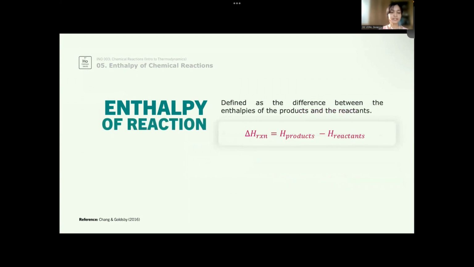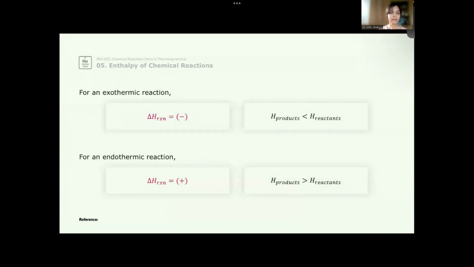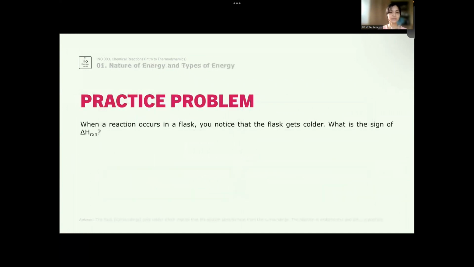The enthalpy of reaction is the difference between the final and initial states of the system. In other words, it is the difference in enthalpy of the products and the reactants. As you may have read earlier, changes in enthalpy manifest as changes in temperature. Heat is transferred from the system to the surroundings in an exothermic reaction, thus enthalpy is negative. Endothermic reactions, where heat is transferred from the surroundings to the system, have a positive enthalpy. To test if you perfectly understand the concept of enthalpy, pause the video and try to answer this practice problem.